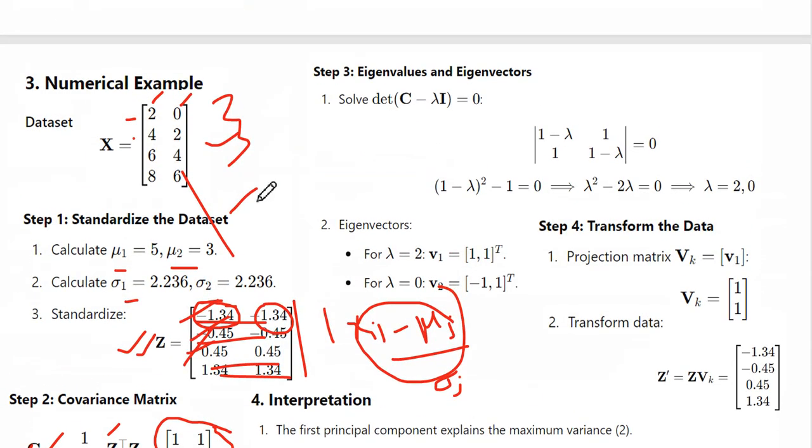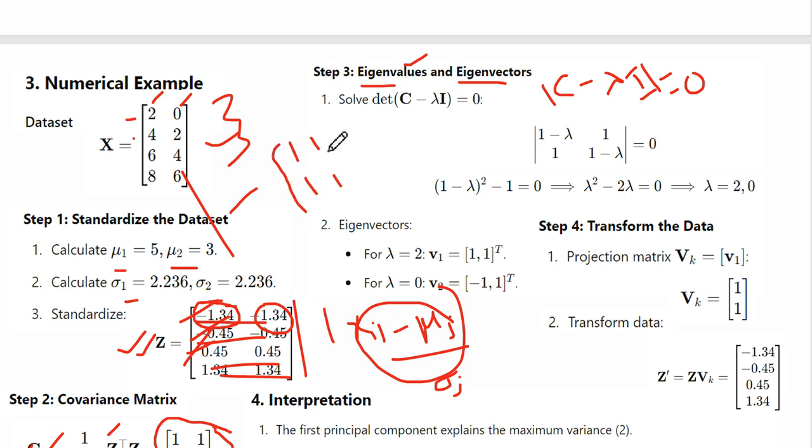From that, we have to calculate the eigenvalues and eigenvectors. To calculate the eigenvalues, we have to determine C minus lambda I equals 0. Then we have to find the determinant. What is the C value? All the ones. Clear? This is C.